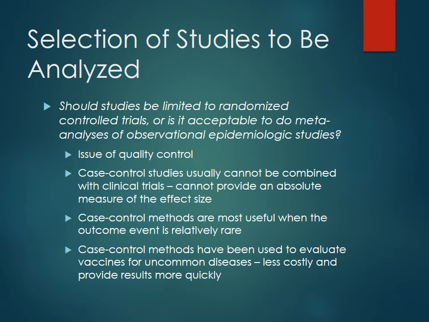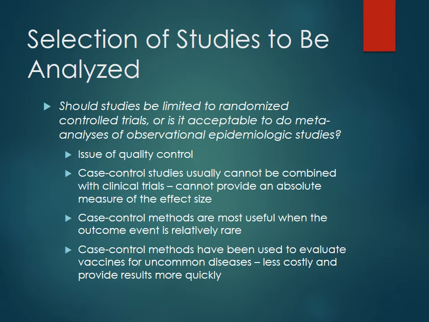Is it acceptable to do meta-analyses of observational epidemiologic studies? Again, frequently quality control can be the big issue here. Case control studies usually cannot be combined with clinical trials because it's hard to really compare retrospective data with prospective data, because they can't really show the same type of effect size. We can't do true risk ratios with retrospective data as we can with something prospective.